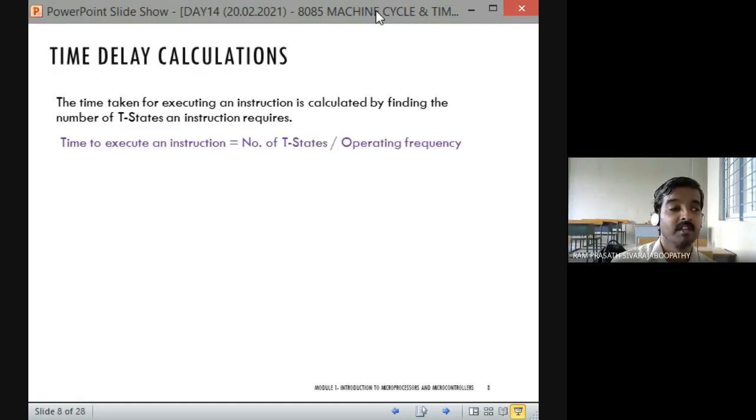Fine. So time to execute an instruction is equal to number of T states divided by operating frequency. In that way also we can say. Or one way we can say: number of T states into time period. Or else we can say in this way: number of T states by operating frequency. Both are correct. Fine. Shall we proceed? Yes.